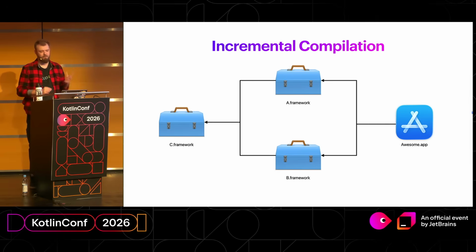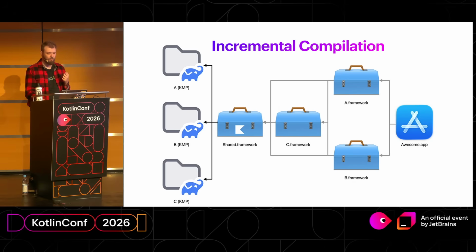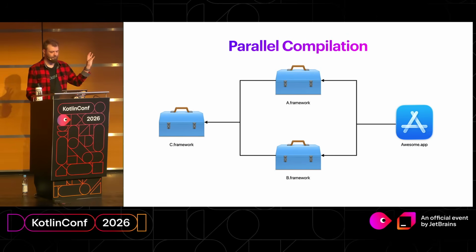To illustrate what I mean by incremental compilation being limited, let's say we have just a native app. We make changes in A, and when we do that, only A and the app itself need to recompile. The rest stays the same, and we just bundle it. With KMP, if we change A, shared recompiles, C recompiles, A and B recompile, and then the app recompiles. Every single time, even though we just made changes in A.